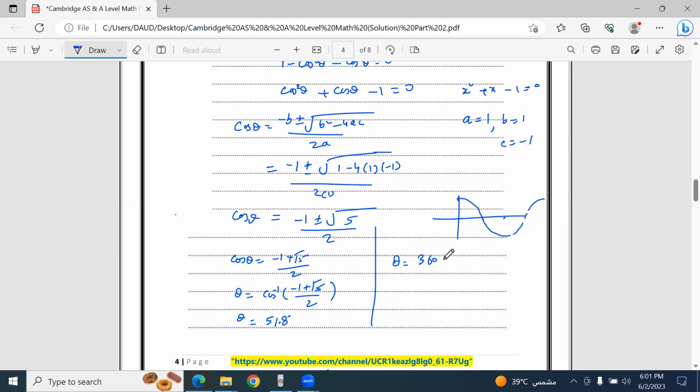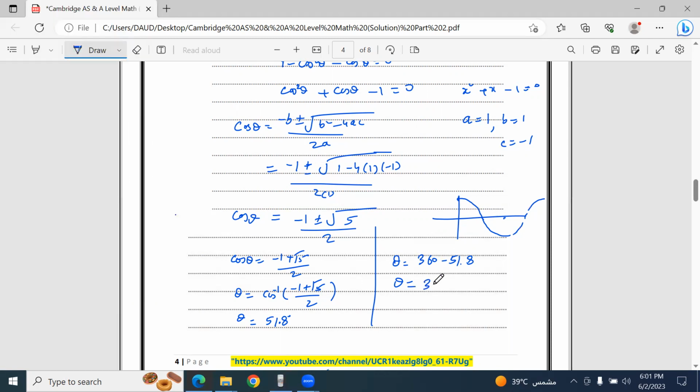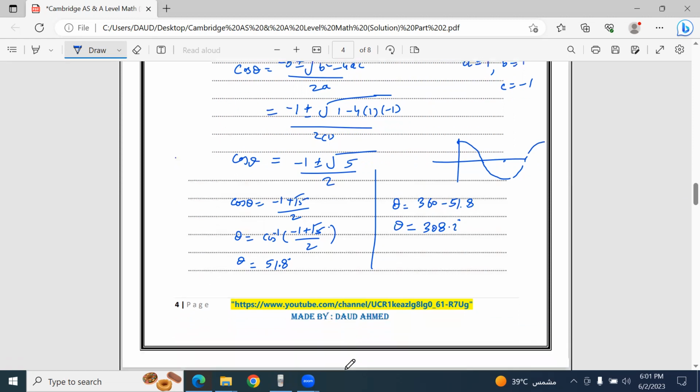Theta is equal to 360 minus 51.8. That gives me 308.2. So these are the answers of this required curve. And maybe the question is, why not check the negative number? If you check the negative number, it does not exist. So you will get answers only from the positive, minus 1 plus square root of 5, not from the negative. Okay, move on to the next question.